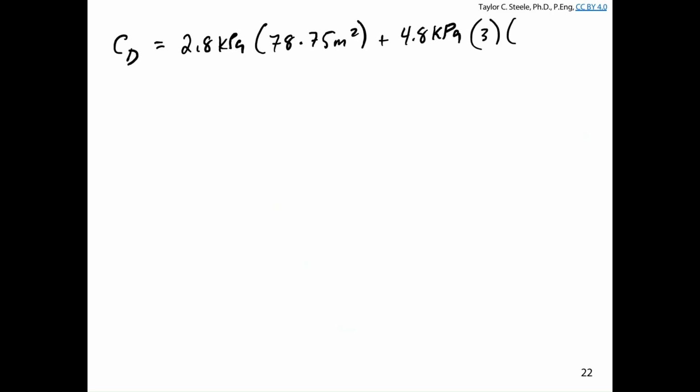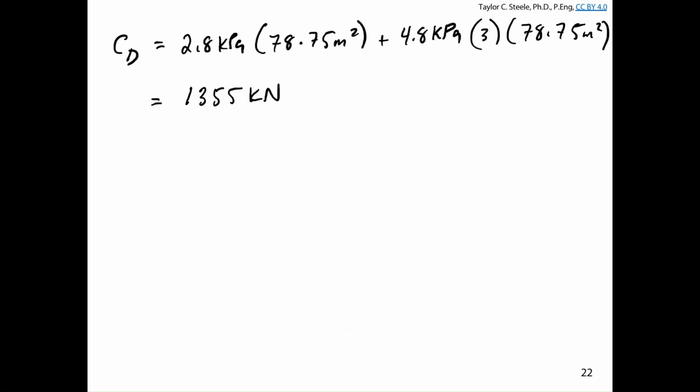That's a relatively straightforward calculation. I do have it. If I consider those acting together, I get 1,355 kilonewtons. Any questions or concerns about that calculation?